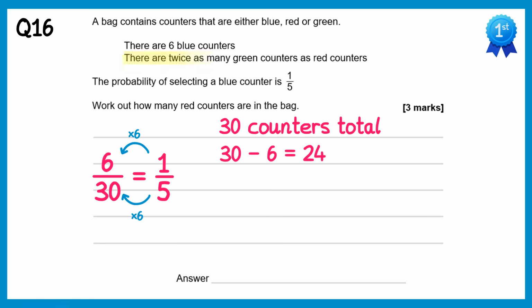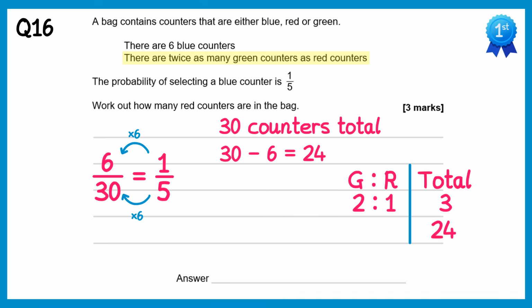Now we're also told in the question there are twice as many green counters as red counters. This means the ratio of green to red must be 2 to 1, since there are twice as many greens as reds. Now we know the total amount of counters for green and red, which is 24, so if we construct a total column here, we add the 2 and the 1 parts to make 3 parts and put the total 24 counters we're dealing with underneath the 3. To get from 3 to 24 you multiply by 8, so let's multiply the other parts of the ratio by 8, 2 8s are 16, and 1 times 8 is 8. So we're asked for the number of red counters in the question, so that's 8 counters.